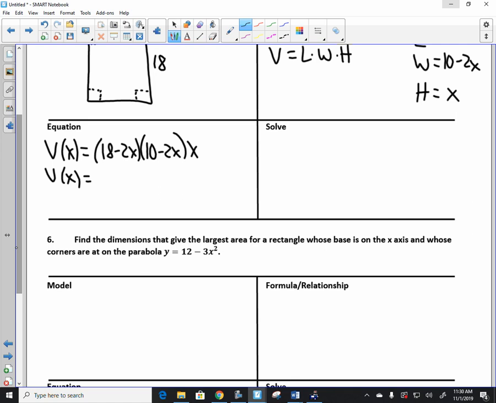Negative 2x times negative 2x is 4x squared times x is 4x cubed. What are you going to get in the middle as I FOIL this guy out? Negative 36 and negative 20, which makes negative 56 multiplied by the x, we get negative 56x squared. And 18 times 10 is 180. I multiply by x, I get 180x.